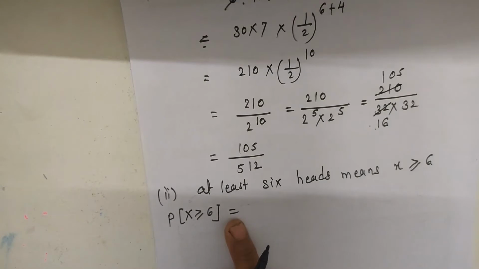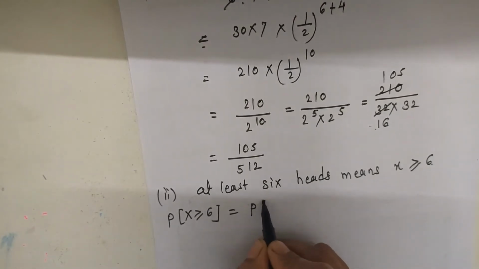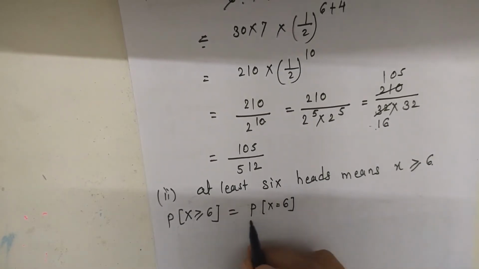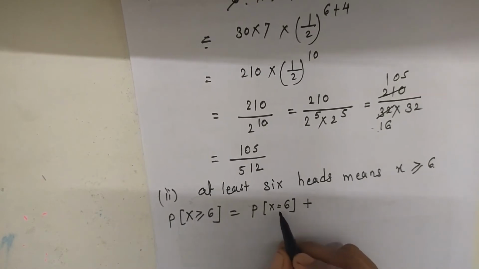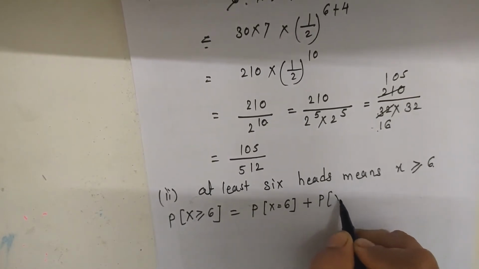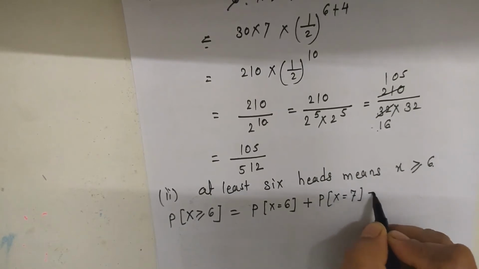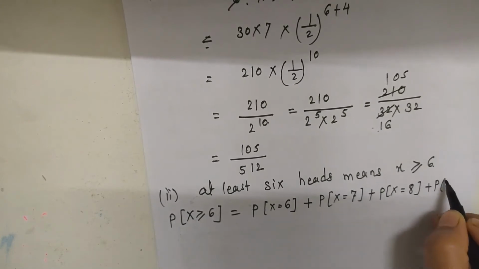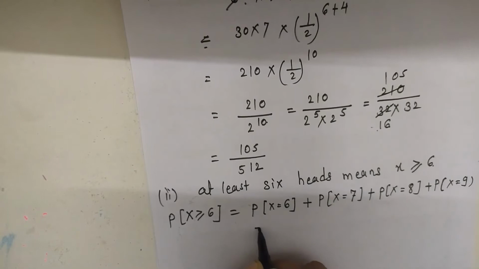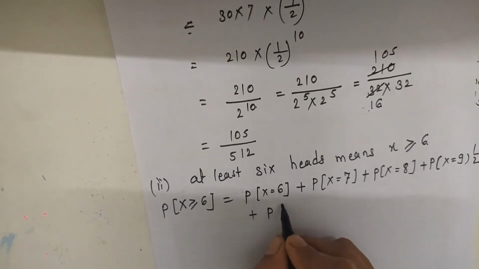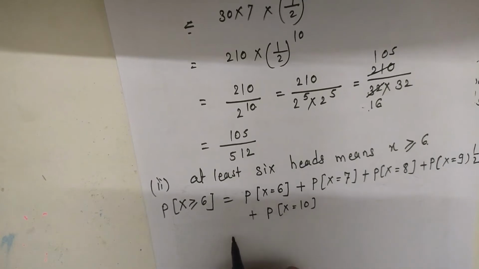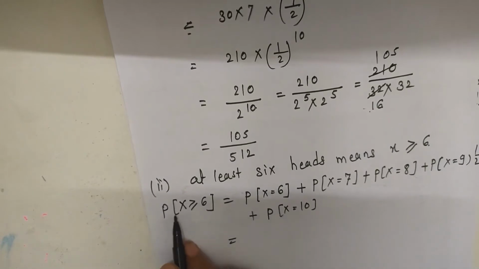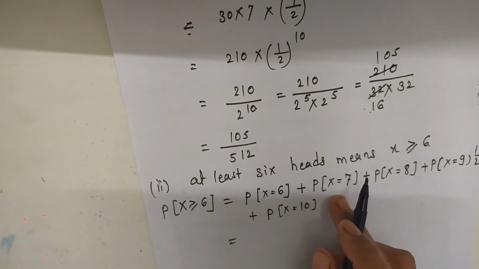X greater than or equal to 6 can be written as probability from x is equal to 6 up to x is equal to 10. So the addition of probability of x is equal to 6 plus probability of x is equal to 7 plus probability of x is equal to 8 plus probability of x is equal to 9 plus the last number of trial, x is equal to 10. Now using this addition, we get the answer for at least 6 sets, probability of at least 6 sets.